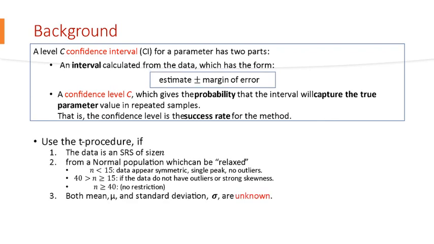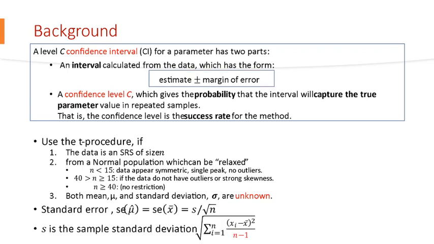When we use the T procedure, we need to check the conditions. We use the T procedure if 1. The data is an SRS of size n. 2. The population normal distribution assumption can be relaxed. If n is less than 15, the data need to appear symmetric, single peak, with no outliers. If n is less than 40 but greater than or equal to 15, the data need to have no outlier nor strong skewness. If n is greater than or equal to 40, then there is no restriction on the data shape. 3. Both mean, mu, and standard deviation, sigma, are unknown.